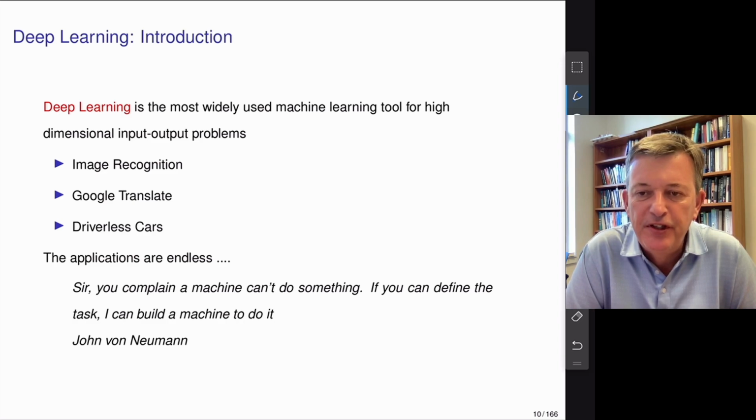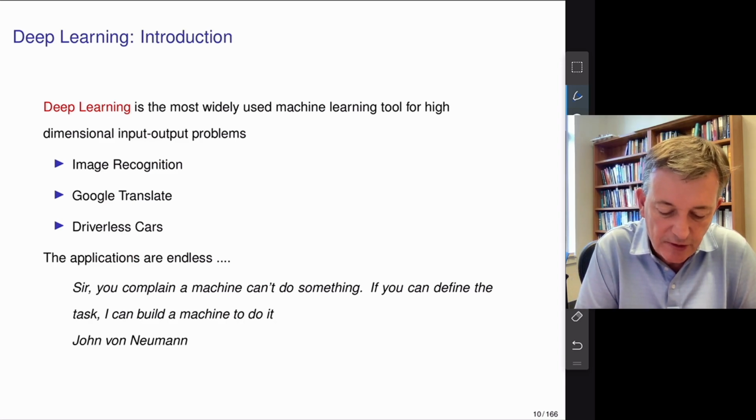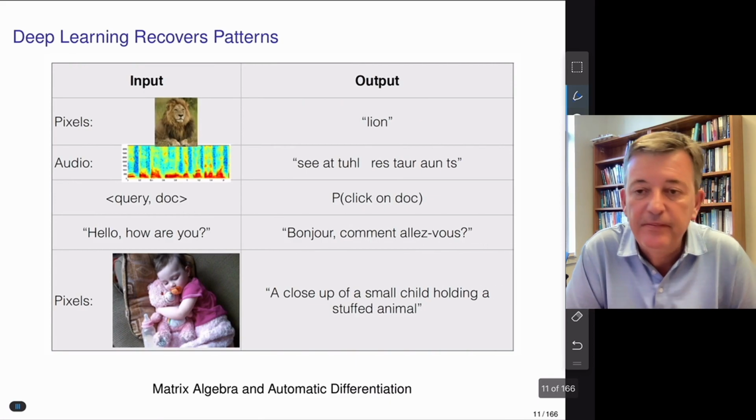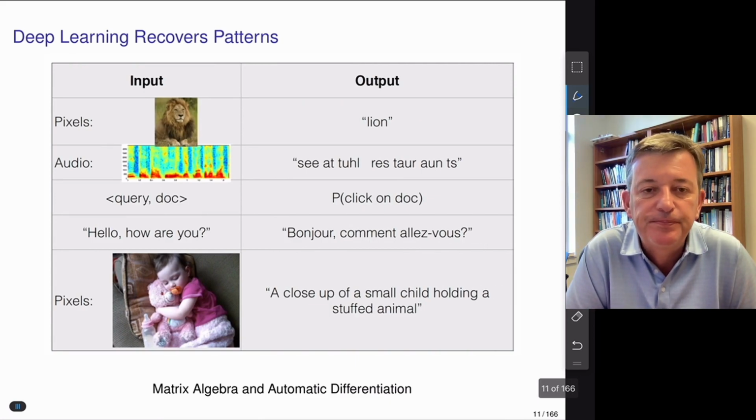And I always come back to a famous quote of John von Neumann, where he said, "Sir, you complain a machine can't do something. If you can define the task, I can build a machine to do it." So remember that von Neumann built one of the first computers. I think it was called Maniac, and also coded it up to play chess. So that was one of his original motivations, but with a goal to code up lots of other things. So these problems are interesting problems.